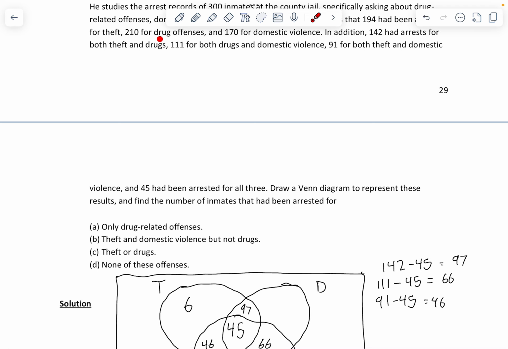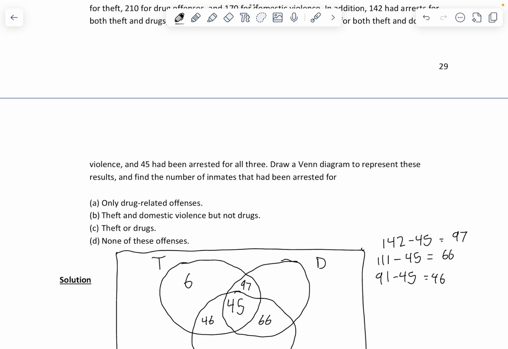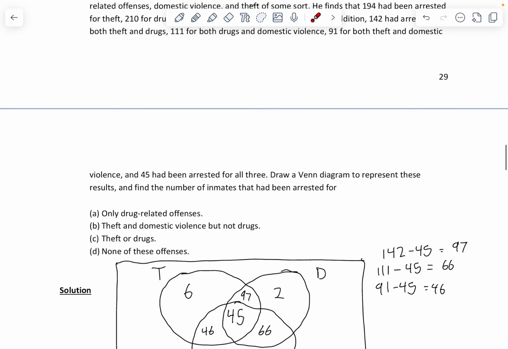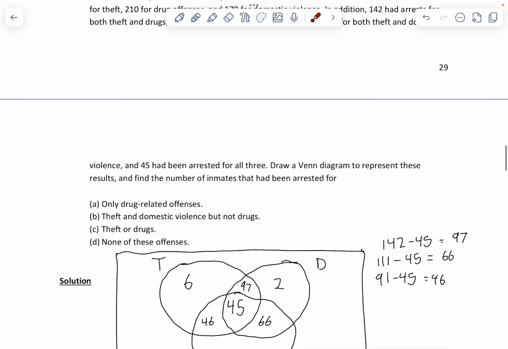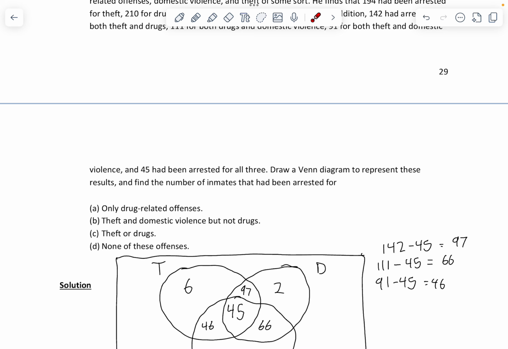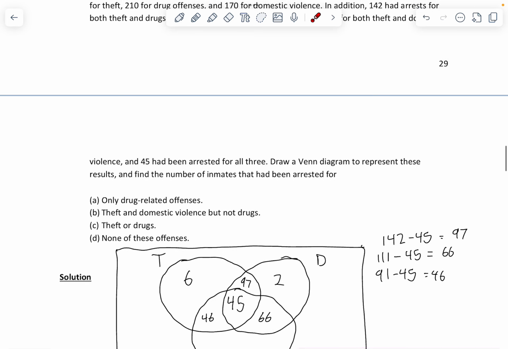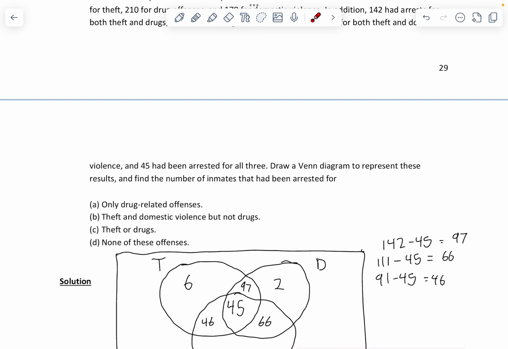210 were arrested for drug offenses. So I'm going to put a 2 right here. That's because all four of these numbers have to add up to equal 210. So 97 plus 45 plus 66 plus 2 has to add up to equal 210. Just double check. It does.